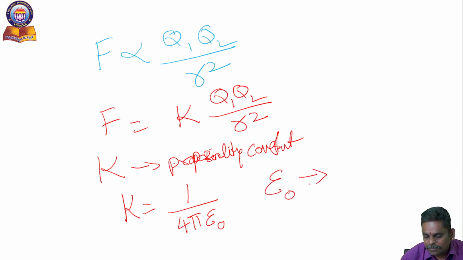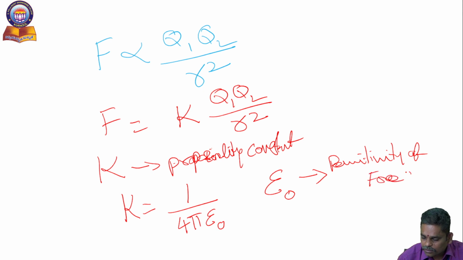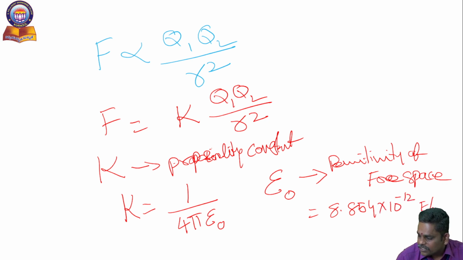the permittivity of free space, which is equal to 8.854 into 10 power minus 12 farads per meter. Now we are going to substitute this epsilon naught value into our equation.